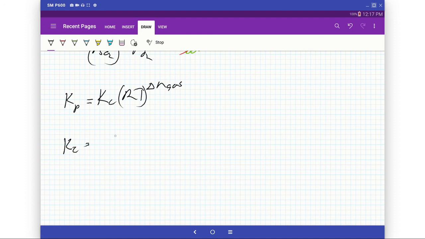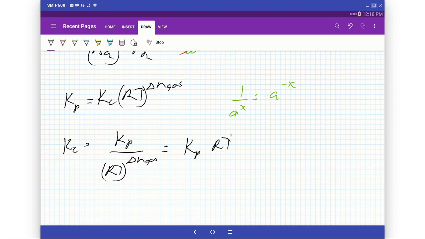Now, just as a reminder for me, let's go back to basic algebra. What is 1 over a to the x? How does that simplify? Anyone? A to the minus x. Good. A to the minus x. So that means this expression can equally be written Kp RT to the negative delta N gas.